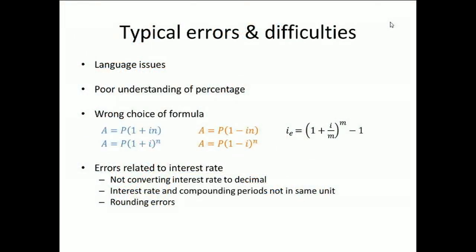Right. Okay, so we're going to spend a lot of time talking about the first two typical errors and difficulties that you have listed on the slide. The first one says language issues, and the second one, poor understanding of percentage. Then you've got 5 formulae listed over there. So the 2 blue ones are the ones from grade 10, which is simple and compound interest. The 2 orangey, browny ones are simple decrease and compound decrease. So those are new in grade 11. And then the 5th one on the right-hand side is the effective interest rate formula.